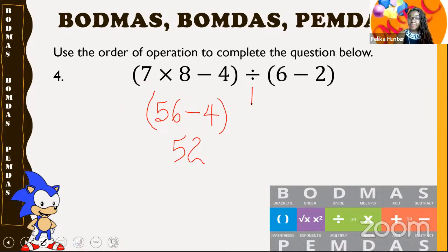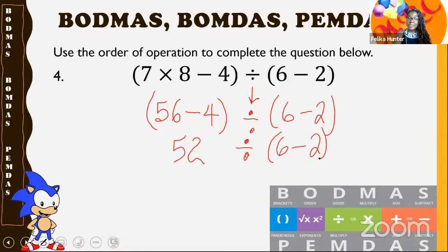We see the sign division. We see another bracket over here, 6 minus 2, close bracket. We come down again, we see the sign division, and the next bracket over here, 6 minus 2. So we're going to do our second bracket. Our second bracket, 6 minus 2, and that is 4.